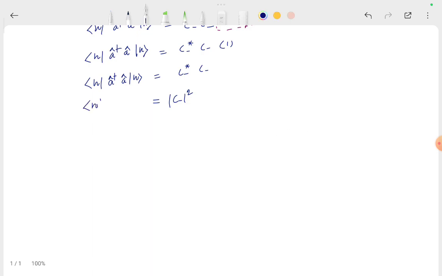This is equals to bra n a cap dagger a cap ket n, right? As we know, a cap dagger a cap is equal to n cap, which means the number operator. It's a number operator.